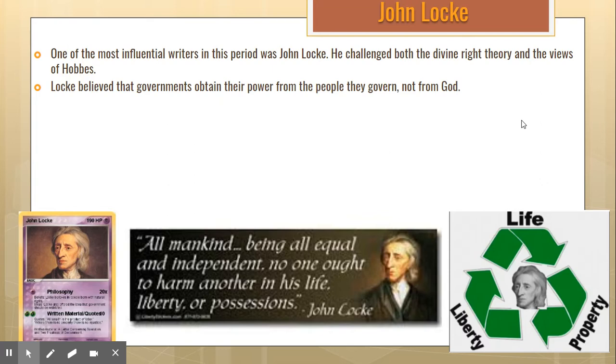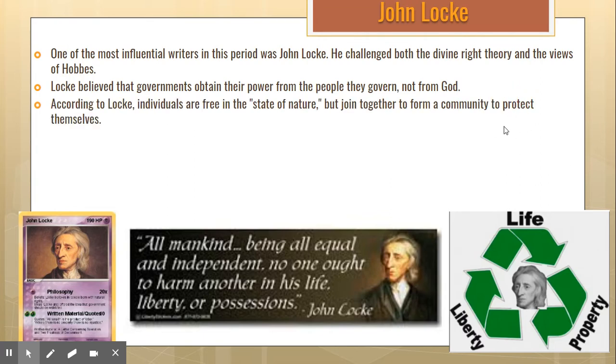He challenged both divine right theory and the view of Hobbes. Remember, Hobbes believed that people were actually bad and that you needed a strong king to keep people in line. Locke believed that governments attain their power from the people that they govern, not from God. So that separates from the divine right.